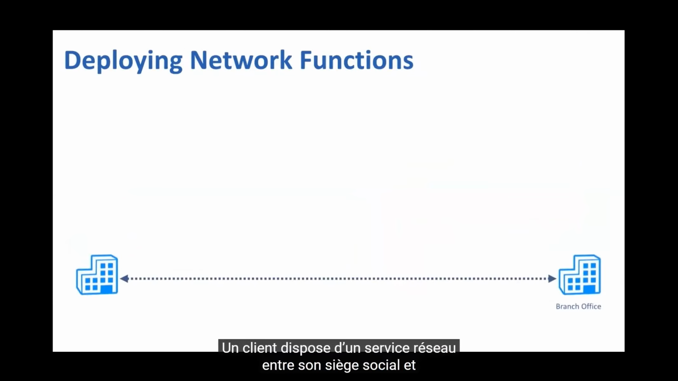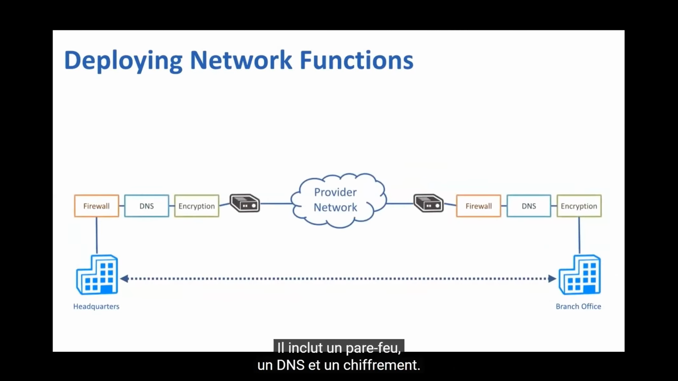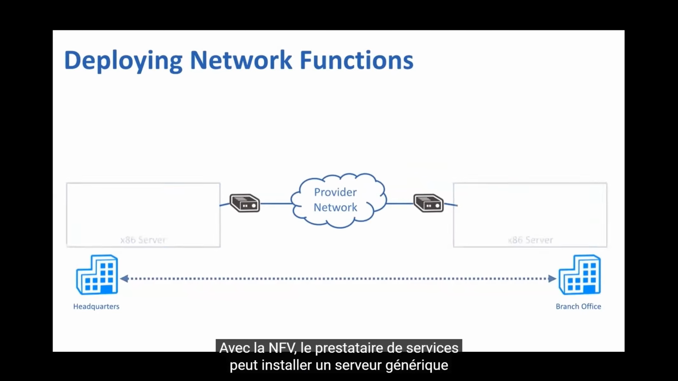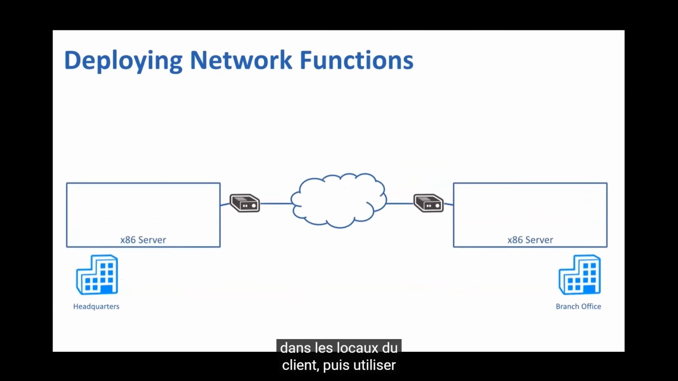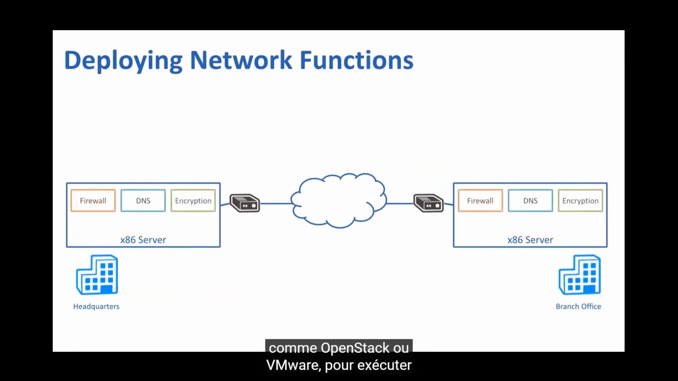A customer has a network service between their headquarters and a branch office that includes a firewall, DNS, and encryption. Prior to NFV, a separate appliance for each service would have been installed at the customer location. With NFV, the service provider can install a generic server at the customer premises, then use a standard IT virtualization platform like OpenStack or VMware to spin up virtual machines for each network function. Physical CPE is replaced with virtual CPE.